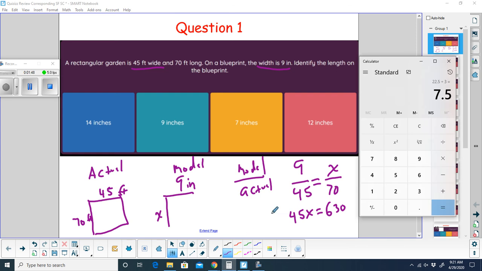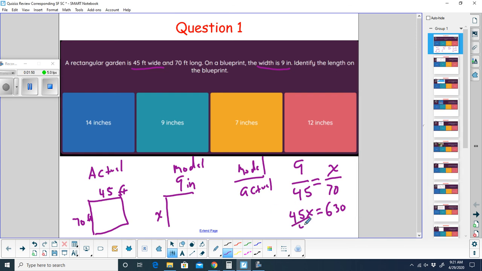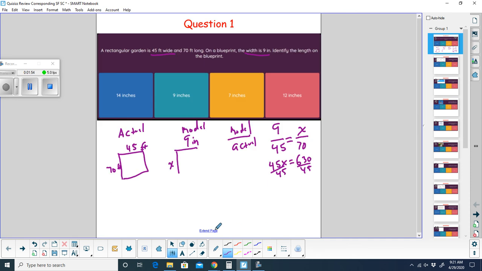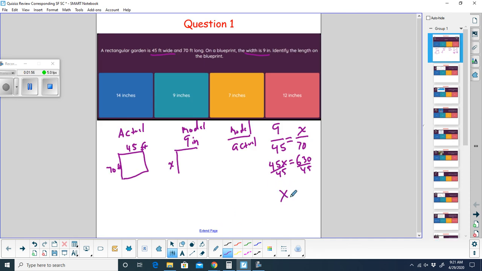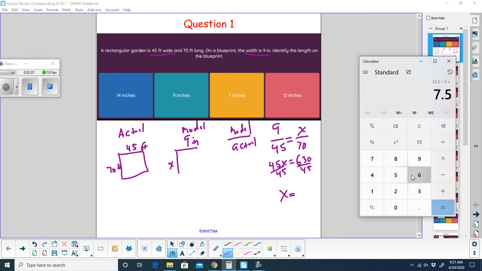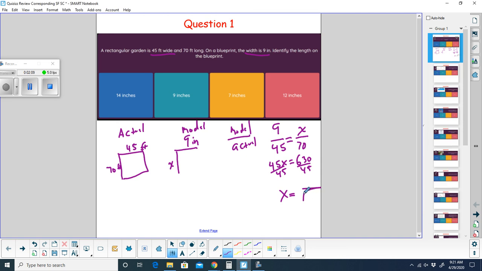So now I have to divide both sides by 45. I get x is equal to 630 divided by 45 equals 14, right? So the answer is 14 inches.